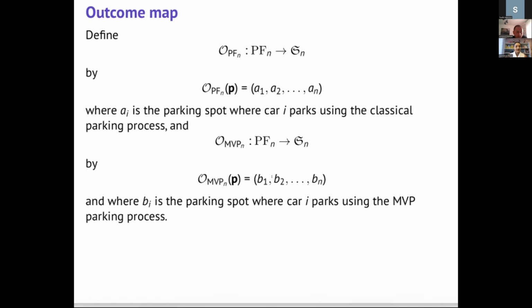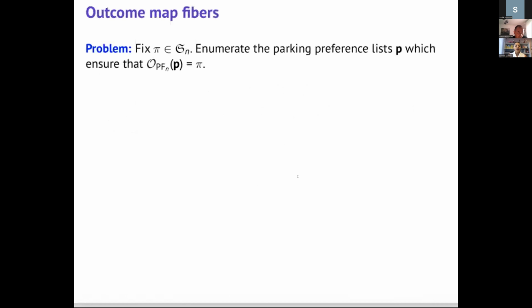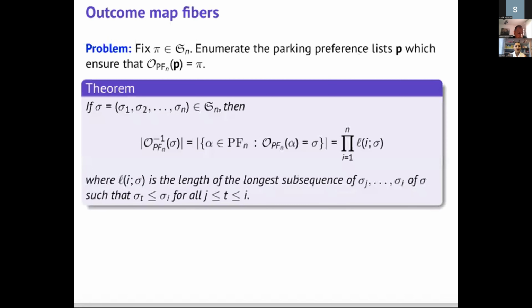So again, this b sub i is just going to be where car i parks under each of those respective parking processes. So here's one question that was already studied. If I look at a fixed permutation, so I tell you the order in which the cars park, I want to enumerate the parking preference lists which ensure that the cars parked in that order. And so here's the result. You can do it by looking at products of some longest subsequences of the permutation satisfying certain properties.